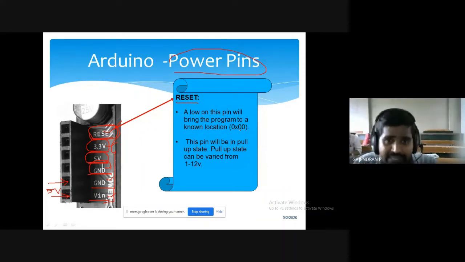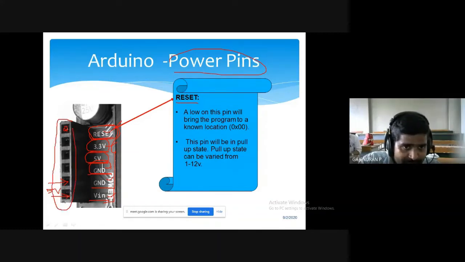How can I reset? See, please make note, these are all the female header pins. These pins correspond to the names labeled here. You no need to memorize this. If you buy the Arduino board, you can see these names. What is the function of the reset pin? Please, anyone unmute and read this sentence.